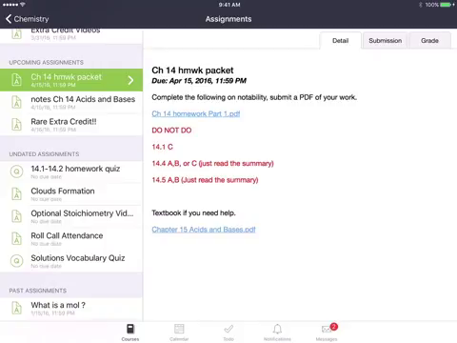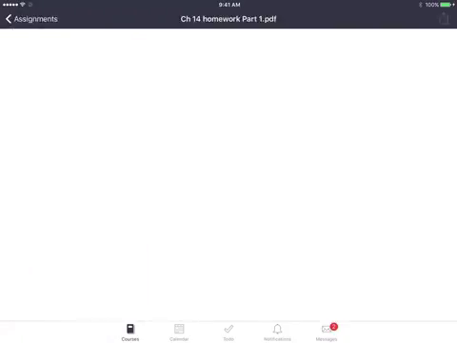Do not do 14.1c, 14.4, 14.5. So we're kind of missing a lot of parts. I might add a second homework packet if we finish this one on time. Also, there's a quick textbook there, chapter 15 in the textbook. And let's go from here. So first thing I'm going to do is open this up in Notability.